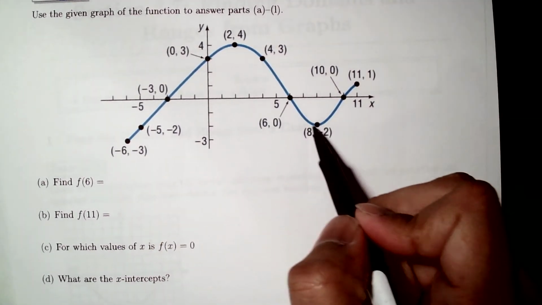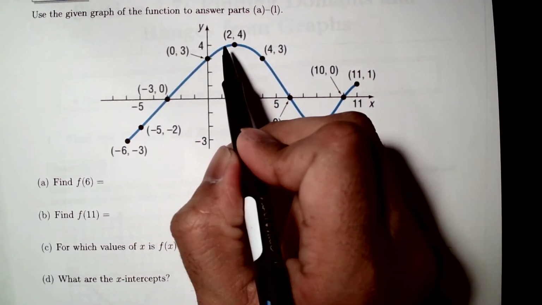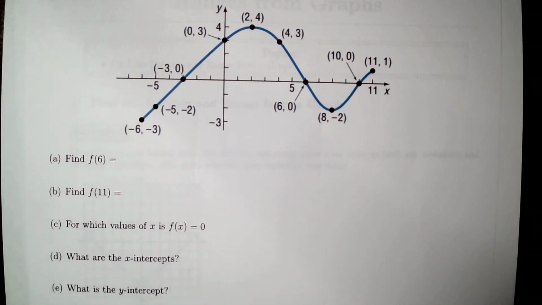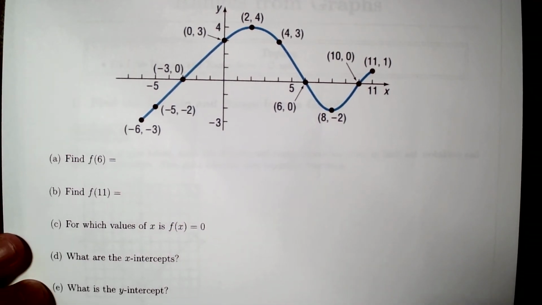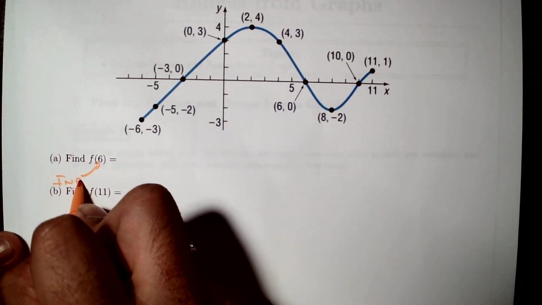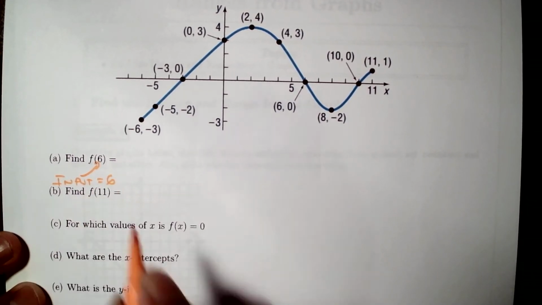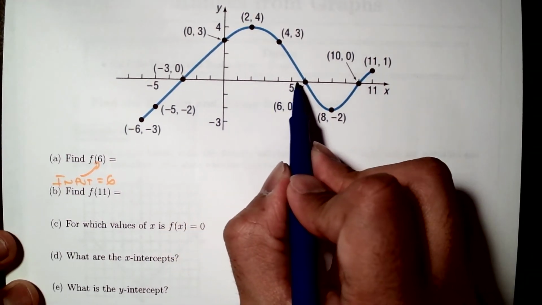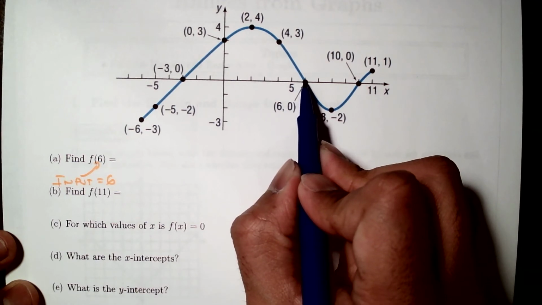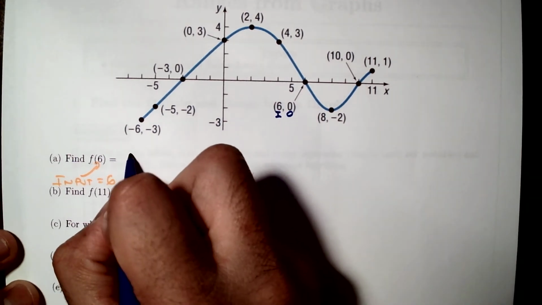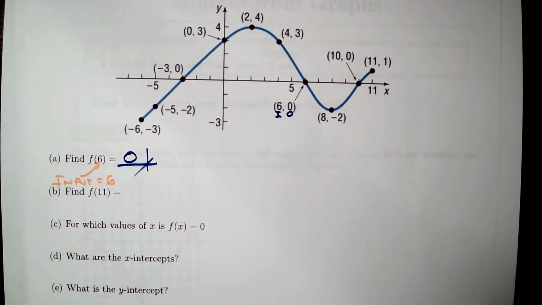So we have this curve, doesn't matter what the equation is, we know these particular points. Find f of 6. Okay, so f of 6, they're asking us for the output. What is the output when the input is 6? Okay, so I'm going to go to x equals 6. And what is the y value? What is the output? The y value, so this is input, output. The output is 0. That's it.